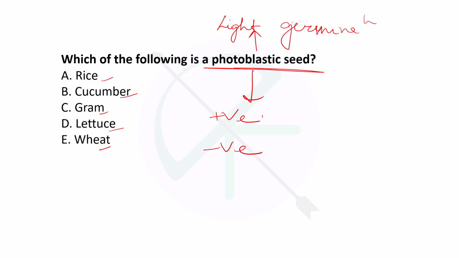That means the presence of light can either promote the germination, or the absence of light will promote the germination. Okay, so that means the presence of light will negatively affect the germination. So both the conditions can happen. The seeds of rice, cucumber, gram and wheat do not depend on light. Only lettuce is the one that is photoblastic in nature. Okay, so option number D will be the right answer.